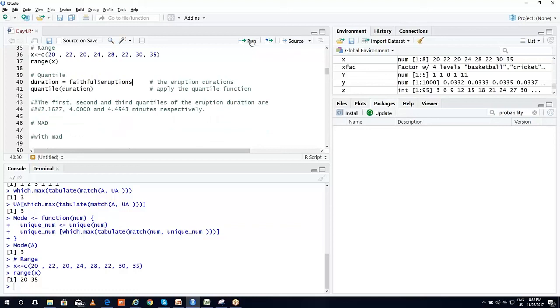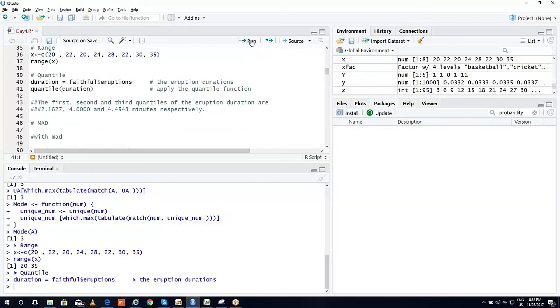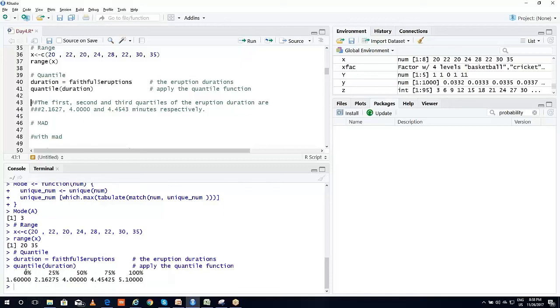This is a data set, and I'm trying to find a quantile or a quartile based on that. Here 0%, 25%, 50%, 75%. The first quartile is 25%, here 2.16275. The second quartile is 50%. The third quartile is 75%, 4.45245. So this is how the quantiles can be obtained.